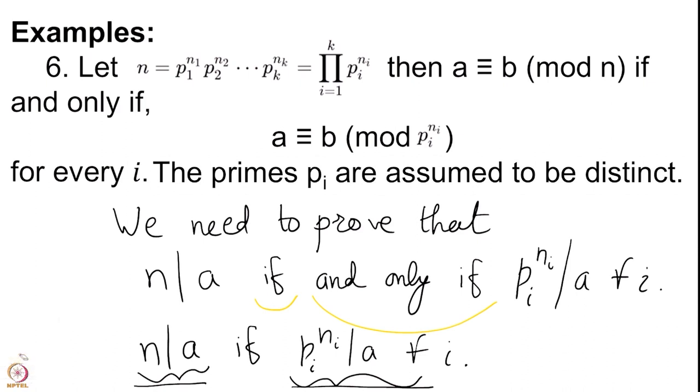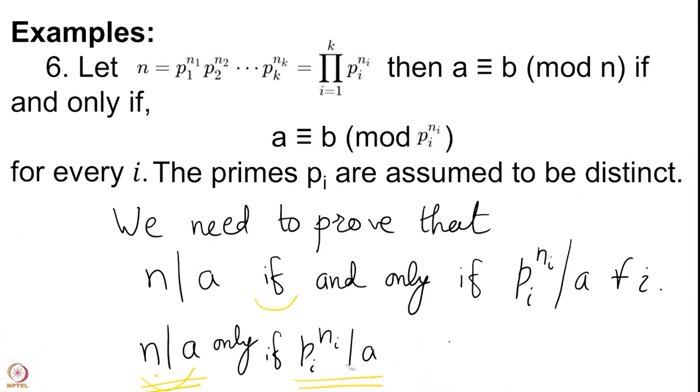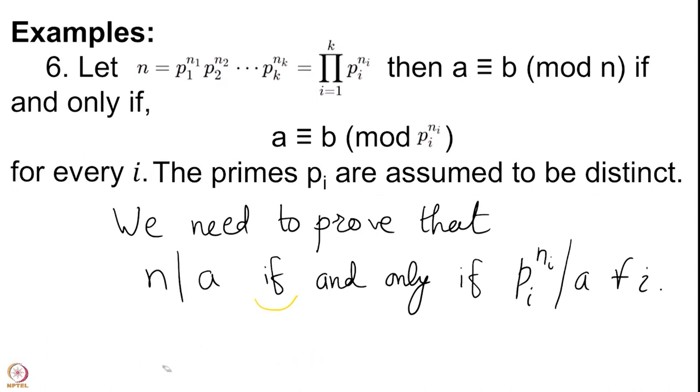But then there is the other part, which is the only if part. How do we read the only if part? That would mean that n divides a can happen only when this happens. If this does not happen, then this does not happen. So, whenever this happens, we should be able to prove that this happens. There are two parts to proving a statement which has if and only if, and we will here be proving both the parts.